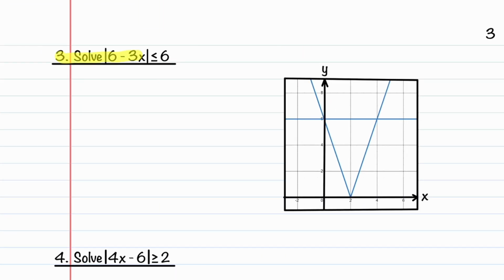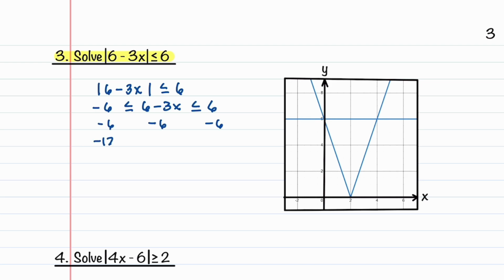Let's now solve this absolute value inequality. We'll start by writing down our problem. We have absolute value 6 minus 3x is less than or equal to 6. This one has a less than in it, so we're going to have our linear function in the middle, and we write this as minus 6 is less than or equal to 6 minus 3x is less than or equal to 6. Now we want to get the x by itself, so let's subtract 6 from all three pieces.